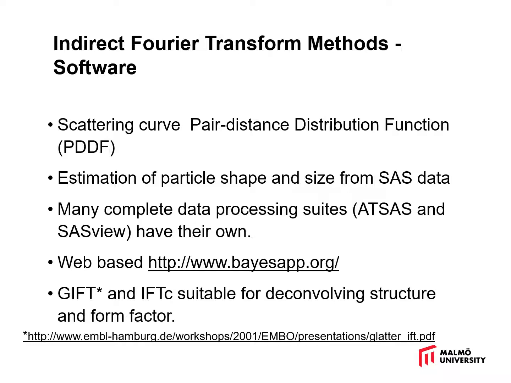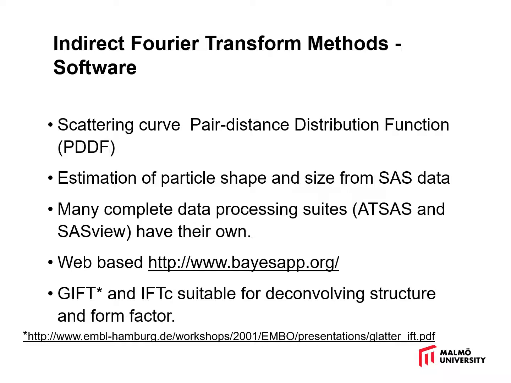There are some particular difficulties in transforming small angle scattering data in this way. The pair distribution function, or the pair distance distribution function, or PDDF, is good for giving an estimate of particle shape and size from small angle scattering data. It's completely model independent.